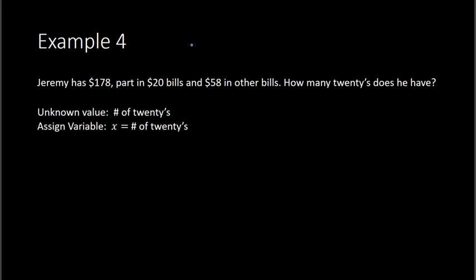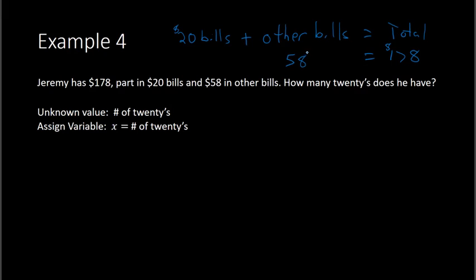So we know that we have $20 bills. So if we have the $20 bills, we add that with the other bills, and that's going to give me my total. Right? So we can plug in numbers from here. The total is $178. The other bills was $58. And here, this is the trickier part. We need to determine how to write this.